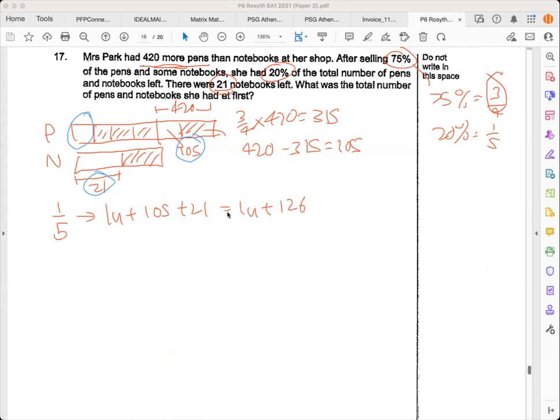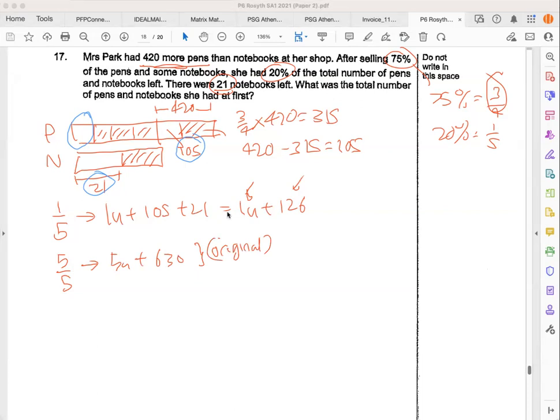So everything would be, that means if Mrs. Park didn't sell anything, it will be 5 times, right? Which will be this times 5 and this times 5. 1U times 5, you get 5U. 126 times 5, you get 630. So this is their original amount before she sold anything. Okay.